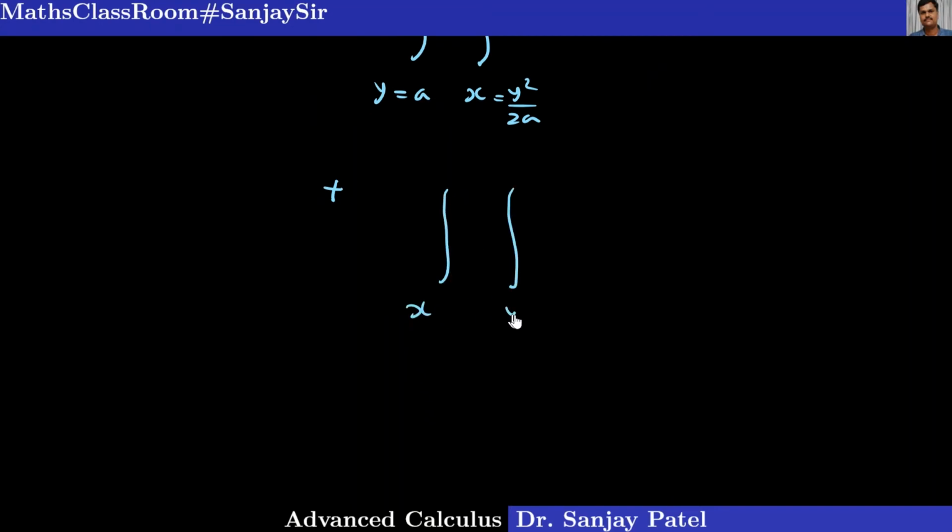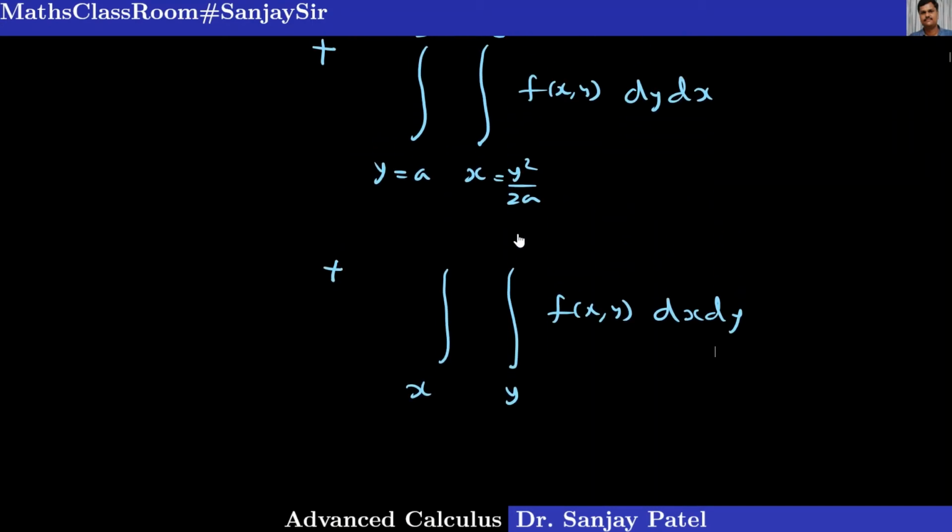Plus the last region, again x limit and y limit, f of x comma y, dx into dy. So first with respect to, sorry, I have made a mistake here. Let me change this and this also. We are changing the order the other way. So it is dy dx. These are the limits of x and limits of y, which are constants.